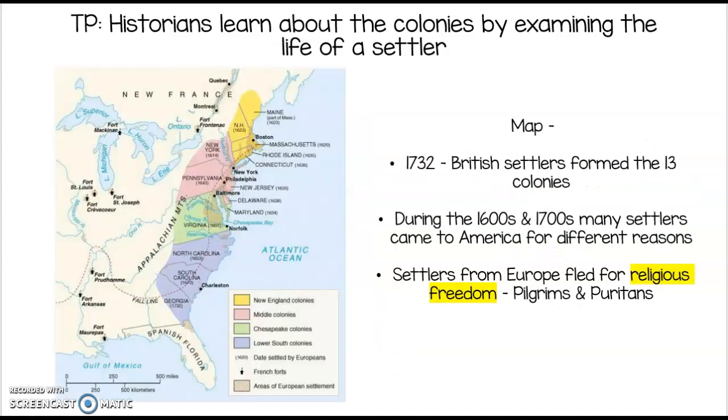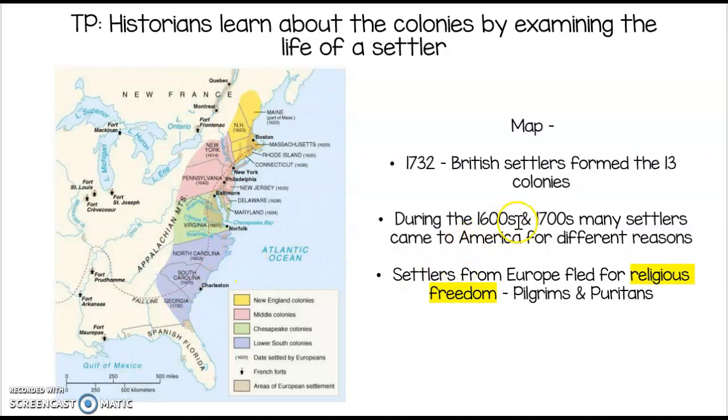All right. So in 1732, the state of Georgia became the last colony of Britain, and that formed the 13 colonies. And at that time, no one else in present-day United States was owned by any European country except for Britain. So at this period in time, these colonies belonged solely to Britain.